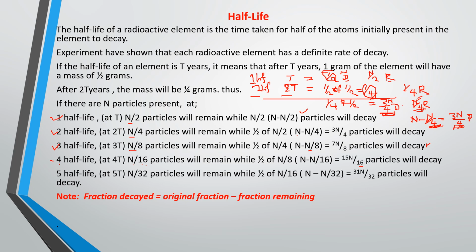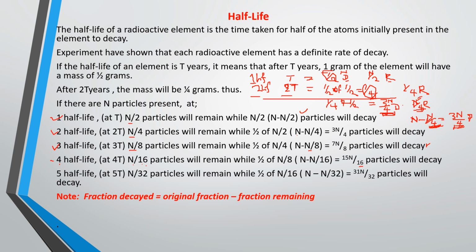Then at 5 half-life, the amount of the substance that will have decayed is equal to: the remaining is n over 32, and the amount that will have decayed is equal to n minus n over 32. That gives you 31 all over 32.